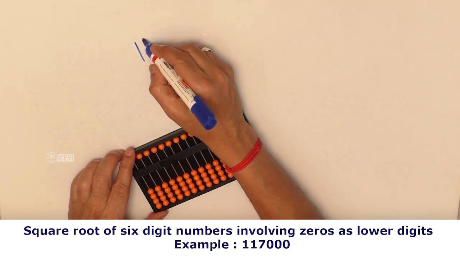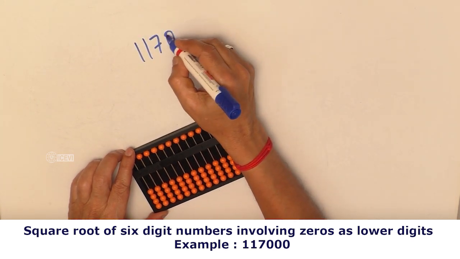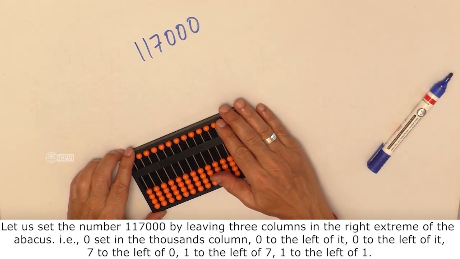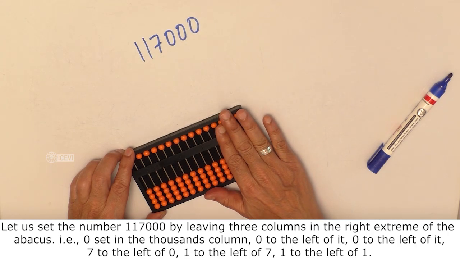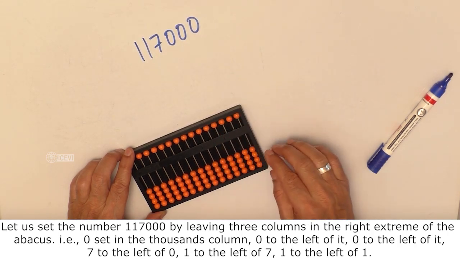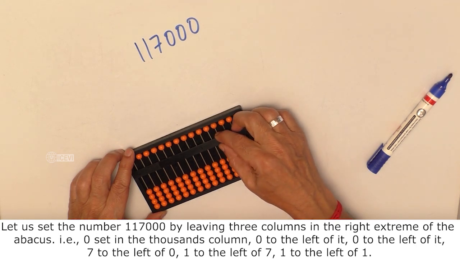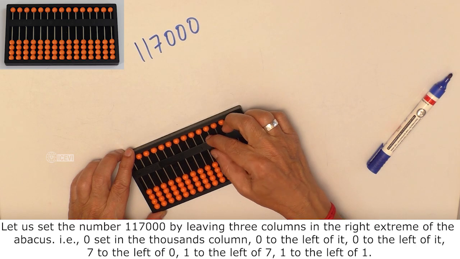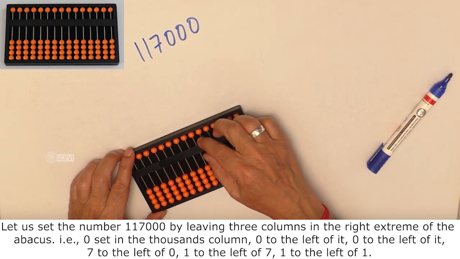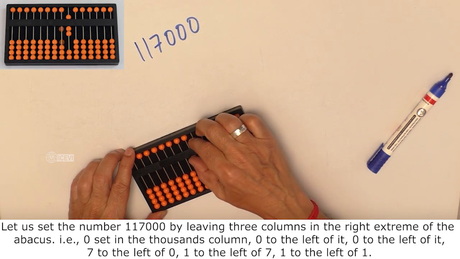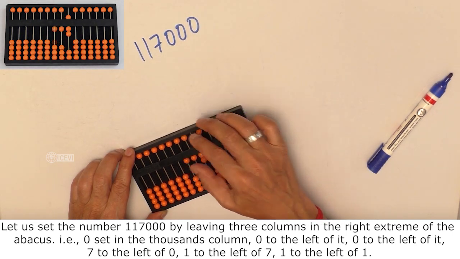Example, 117,000. Let us set the number 117,000 by leaving 3 columns in the right extreme of the abacus. That is 0 set in the thousands column, 0 to the left of it, 0 to the left of it, 7 to the left of 0, 1 to the left of 7 and 1 to the left of 1.